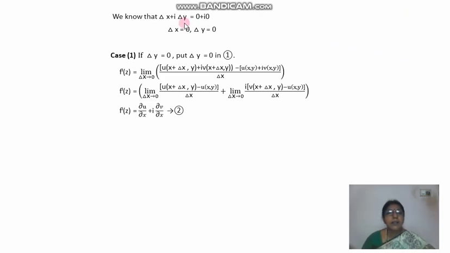Okay ma, we have completed case 1, we get equation 2. Then case 2, what is case 2? Here case 1 is delta y is equal to 0. Case 2 means let delta x is equal to 0. So we take delta x is equal to 0 and put this in equation 1. Now we see equation 1 with substitution of delta x is equal to 0.